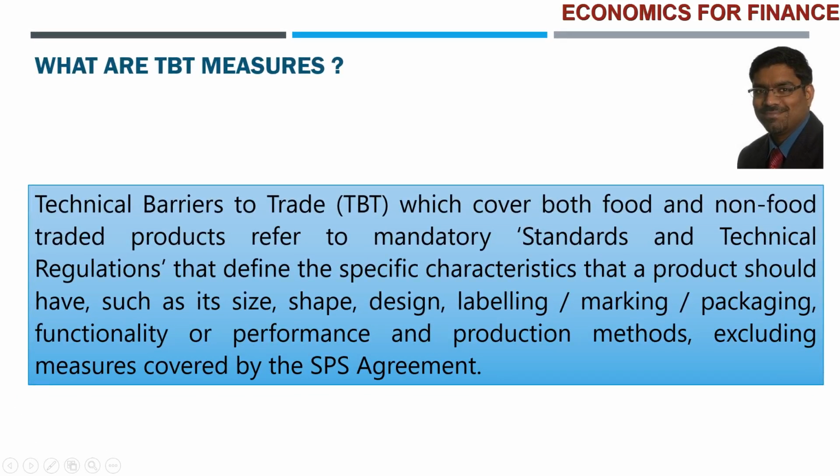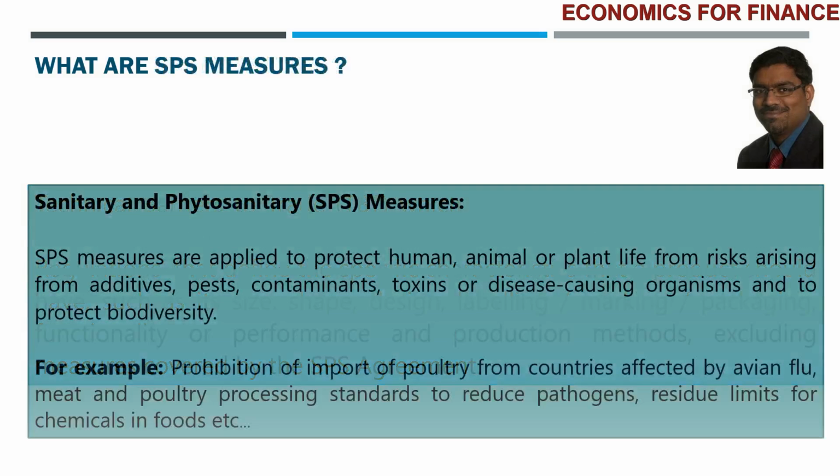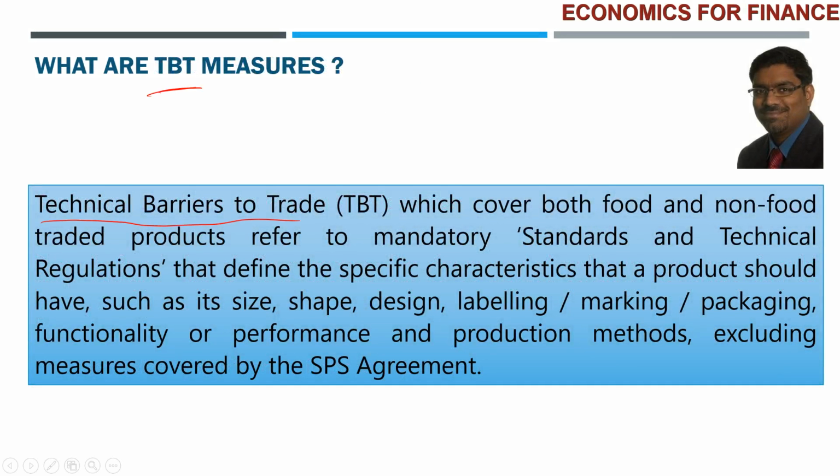Then, the second type of technical measure is called TBT measures. TBT measures are basically what? Technical barriers to trade, which cover both food and non-food traded products. So usually these SPS measures are mostly for food products. TBT measures can be there for food products also, non-food products also, referring to the mandatory standards and technical regulations. So this is about technical regulations that define the specific characteristics that a product should have.